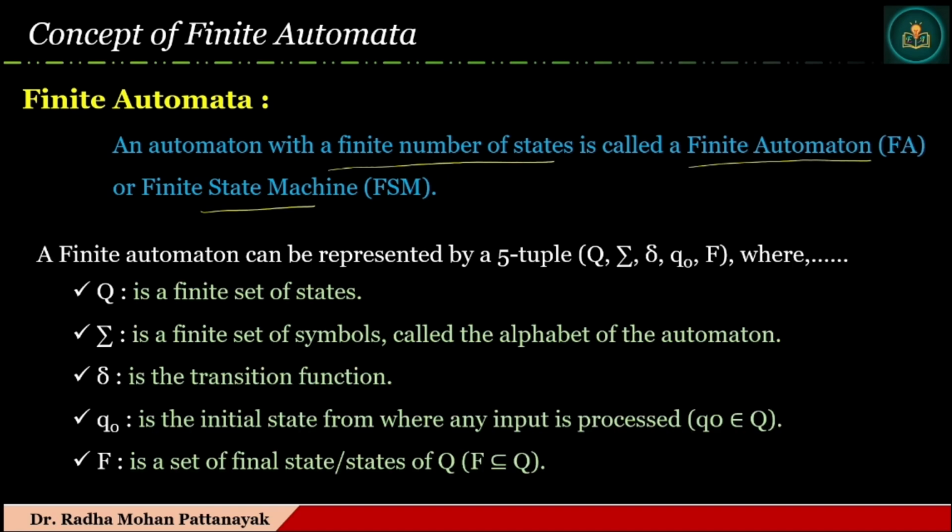A finite automata can be represented with 5 different tuples, such as Q, represented as a finite set of states. So we can write Q0, Q1, Q2, Q3, like this, a finite collection of states. And sigma is a finite set of symbols, or input symbols, we can say. We can use 0, 1, we can use a, b. Clear? Like this, it is the collection of some input terminals.